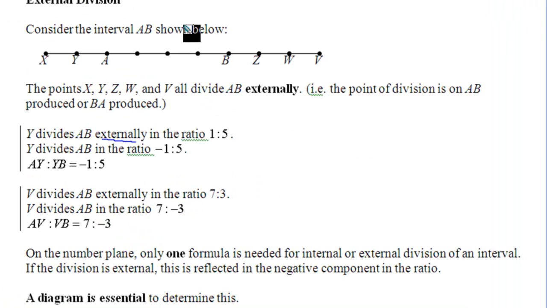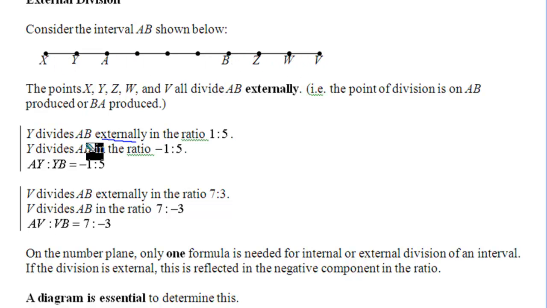External division is along the same lines, except this time if we consider an interval AB, we'd say that X, Y, Z, W, and V divide that line externally. What you're saying is the point of division is on AB produced or BA produced. So in the division, it's going to be extended from AB.